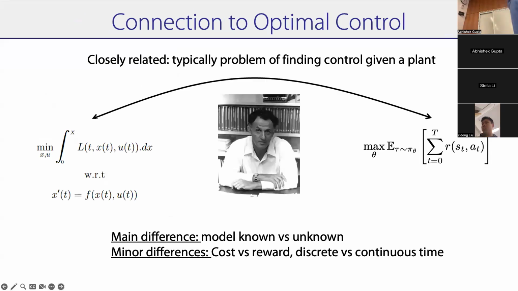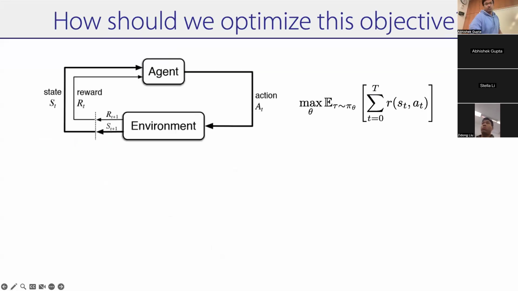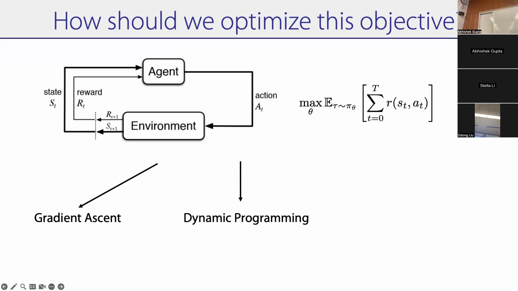So that's the connection between RL and optimal control. The key premise of this class and a lot of what we'll talk about is how do we optimize this objective: maximize the expected sum of rewards under your policy π_θ. The easiest way to do it is gradient descent, which is what we'll talk about today. The second thing we're going to discuss is dynamic programming, which is what we'll talk about next week.